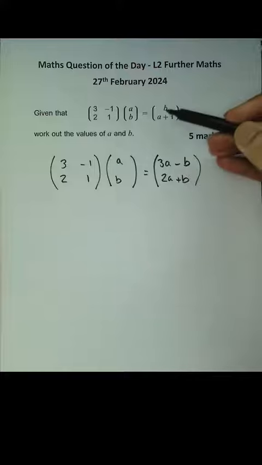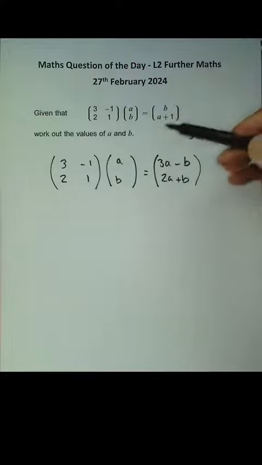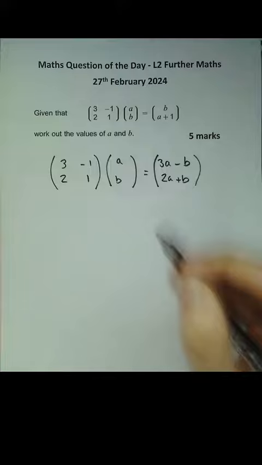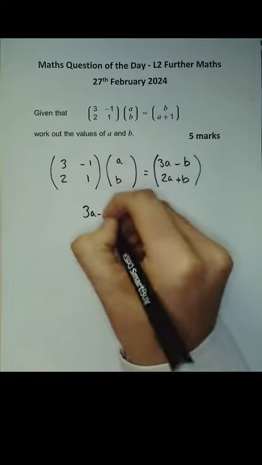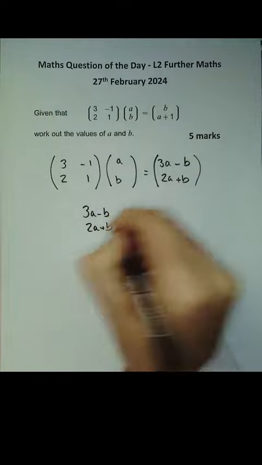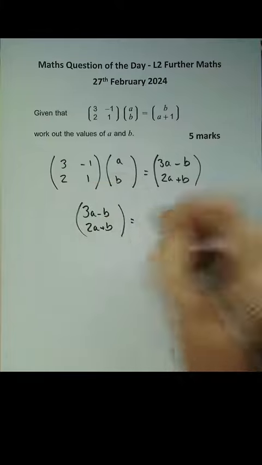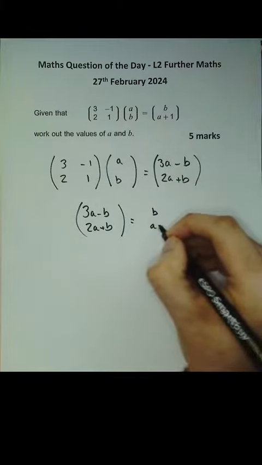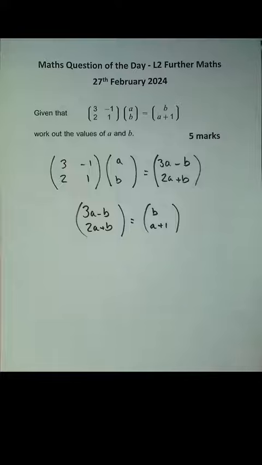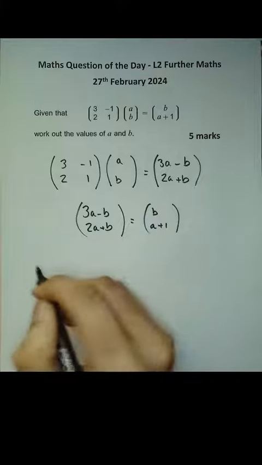Obviously, that's different to what these guys get. So what does that tell us? Well, they must be equal. So our vector is 3A minus B, 2A plus B, but this has to be equal to what we were given, which was B, A plus 1. Now, with that in mind, the top parts must be equal, and so must the bottom parts. So we can form 2 equations, and you can hopefully see what's happening here then and why it's satisfying.